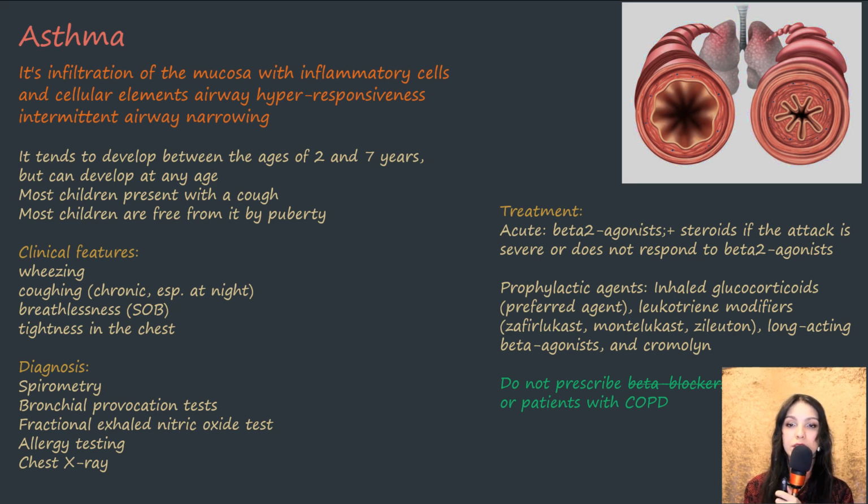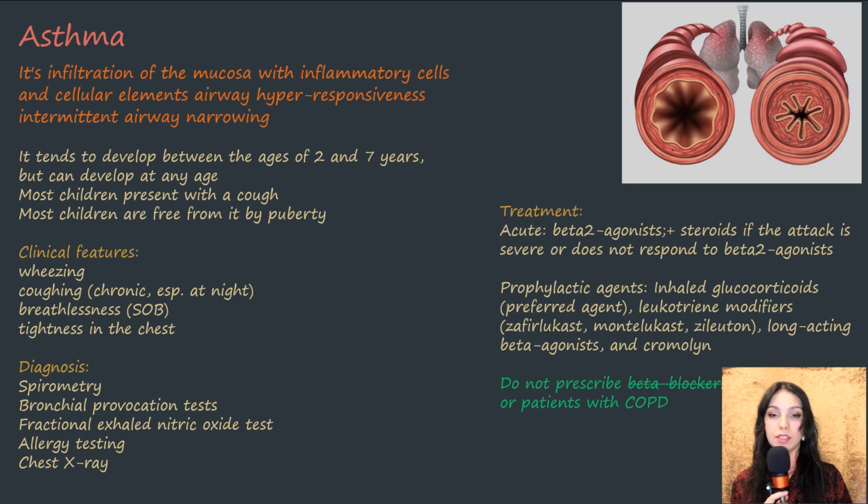Clinical features: the classic symptoms are wheezing, coughing, tightness in the chest, and breathlessness. Other clinical features: cough could be worse at night or early morning, history of allergens, family history of asthma or allergies, and on examination there is a widespread audible wheeze, and all these symptoms are rapidly relieved by short-acting beta agonists.